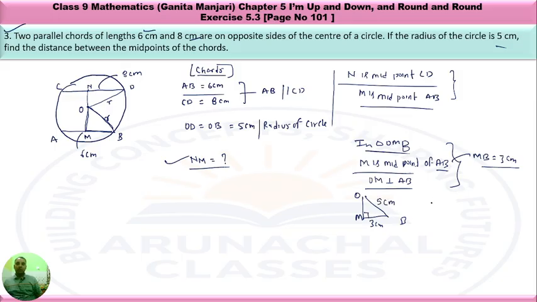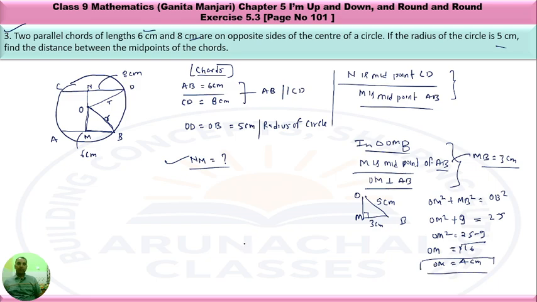So by applying Pythagoras I can find OM length. So OM square plus MB square is equal to OB square. So OM square plus 3 square, that is 9, equals 5 square, that is 25. So OM square is equal to 25 minus 9, that is 16. So OM is equal to root over 16, that is 4 centimeter. So the length OM is 4 centimeter.